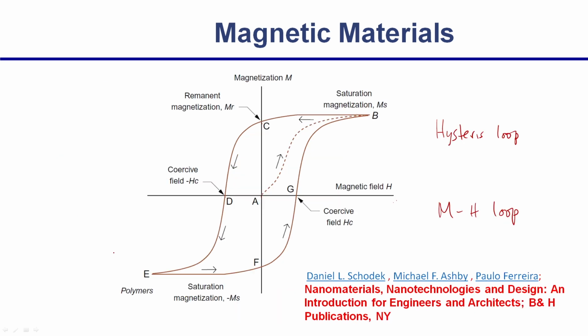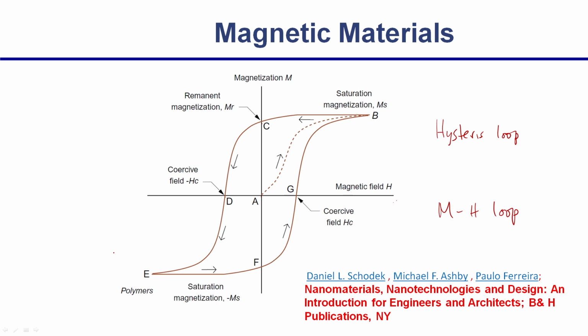And for magnets, the most important property is magnetization versus magnetic field, what is called the hysteresis loop or MH loop. Some people also call it the BH loop. B stands for the magnetization and H stands for the magnetic field. So, if I take a magnetic material and apply a field, what will happen? The magnetic strength or magnetization of the material can be obtained from this kind of diagram.